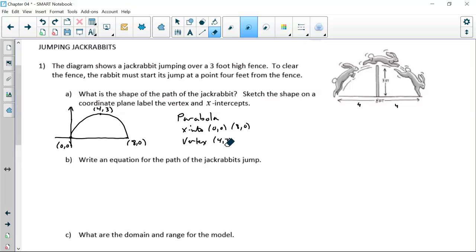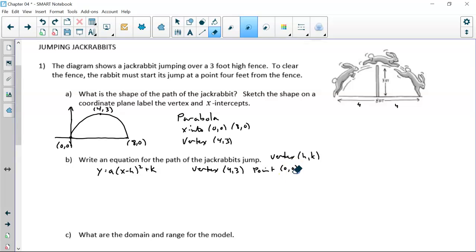We're going to use vertex form: y equals a times the quantity x minus h squared plus k, where h and k are the vertex. Keep in mind, the vertex is at (h, k), and we need to find out what a is. We don't know it. So we can use the vertex and pick a point. The vertex for this rabbit is at (4, 3), and we can pick a point, either (0, 0) or (8, 0). Let's just pick (0, 0).